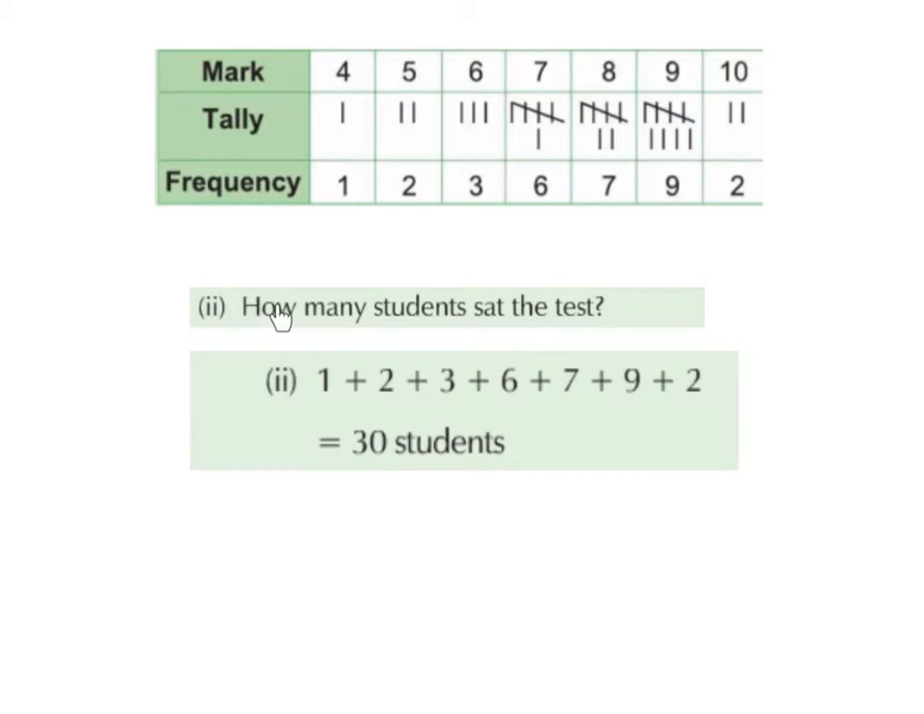So part 2 says how many students sat the test. So we just have to add up our frequencies. 1 plus 2 plus 3 plus 6 plus 7 plus 9 plus 2 gives us 30 students. So 30 students sat the test.